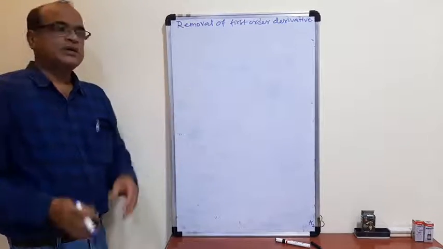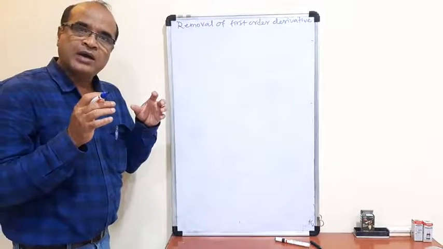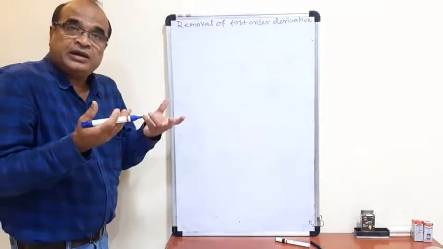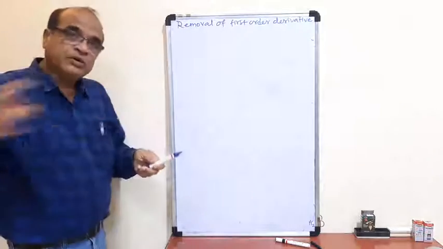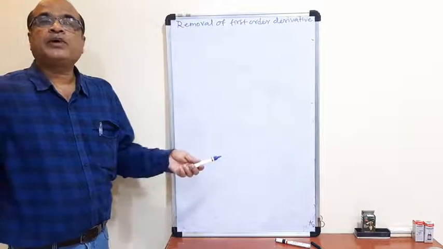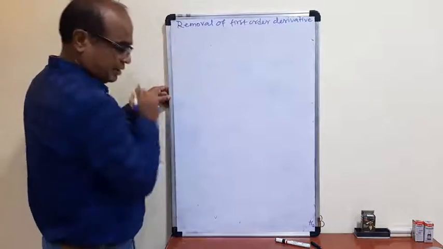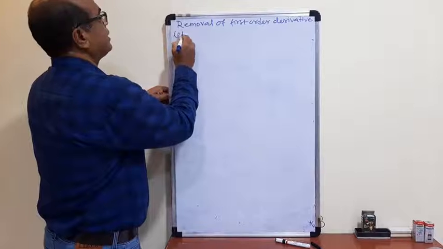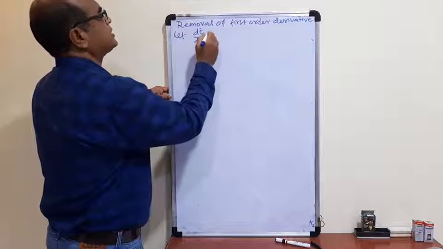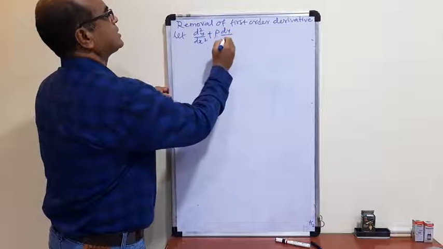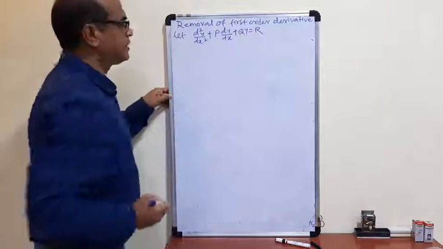Why? We change the dependent variable y in terms of v with a particular substitution, then the first order derivative gets removed and the equation becomes easy to solve. Okay, so then what is the method here? Let the equation d2y by dx square plus p dy by dx plus qy is equal to r. So this is the second order differential equation.